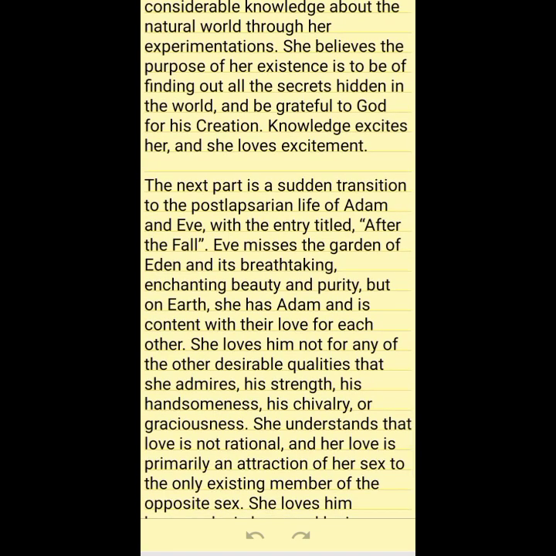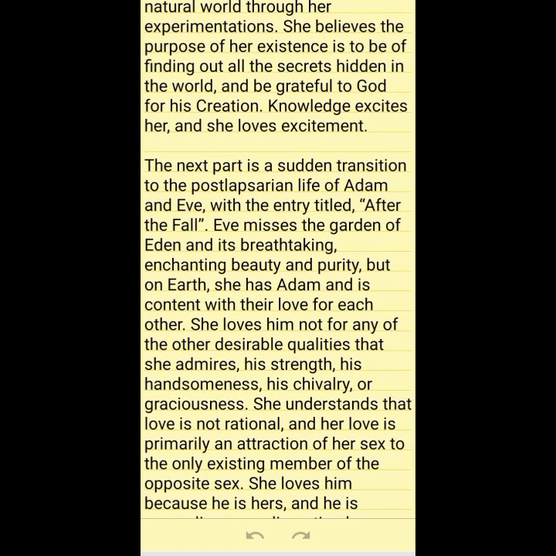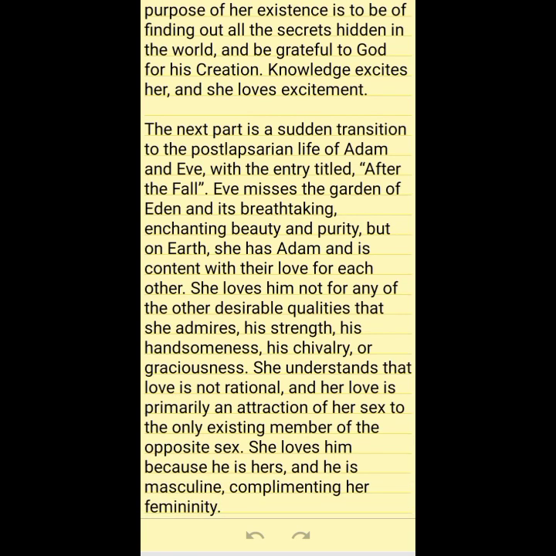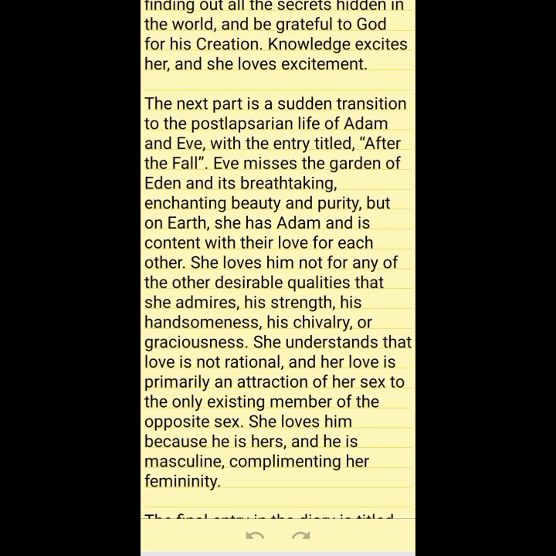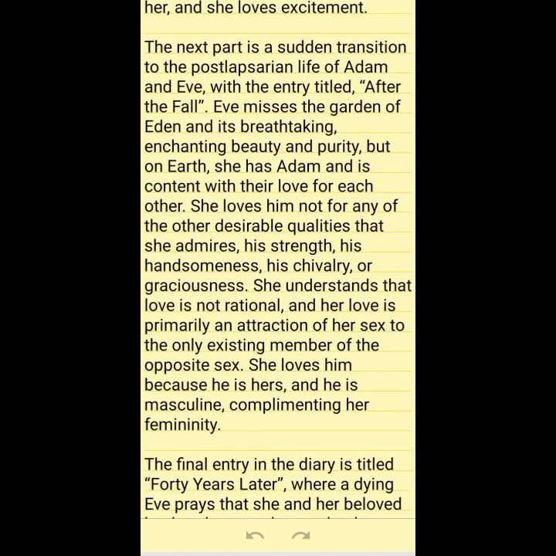The next part is the sudden transition to the post-lapsarian life of Adam and Eve, with the entry titled After the Fall. Eve misses the Garden of Eden and its breathtaking, enchanting beauty and purity. But on earth, she has Adam and is content with their love for each other.